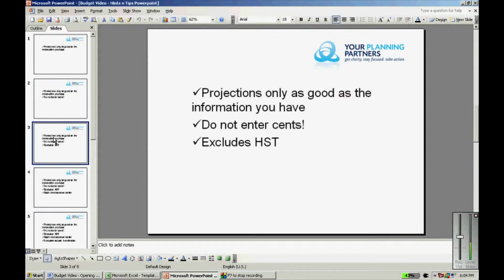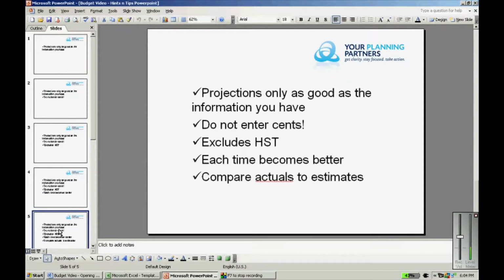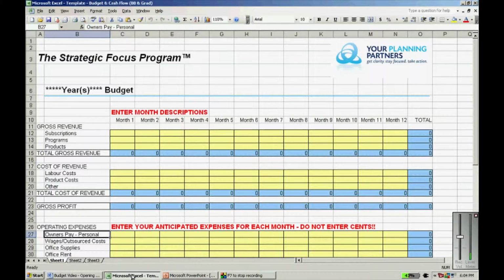All the numbers in a budget exclude the HST. Each time you redo the expenses, it'll become increasingly more accurate. And finally, every month you will compare your actual results against the estimates, and so you will become more knowledgeable about your company finances and therefore a better manager of your company financials. So keep those in mind as we walk through using this template.